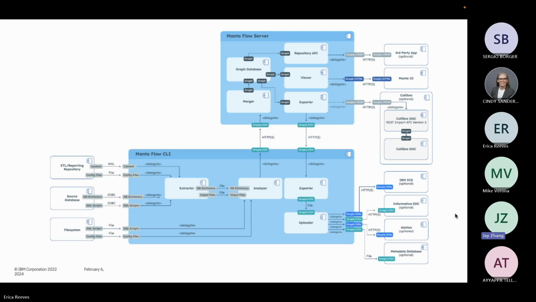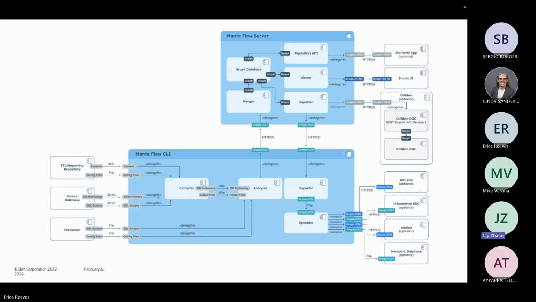This gives you another 10-foot view of the overall architecture. I'm not going to spend a lot of time on this slide, but I'm going to concentrate on the right-hand side. Those are the downstream consumers for Manta. That's why, from a go-to-market perspective, this is really very important.